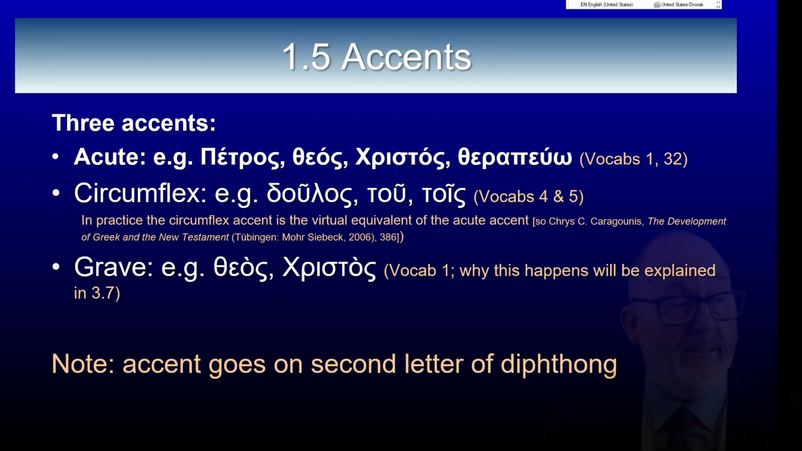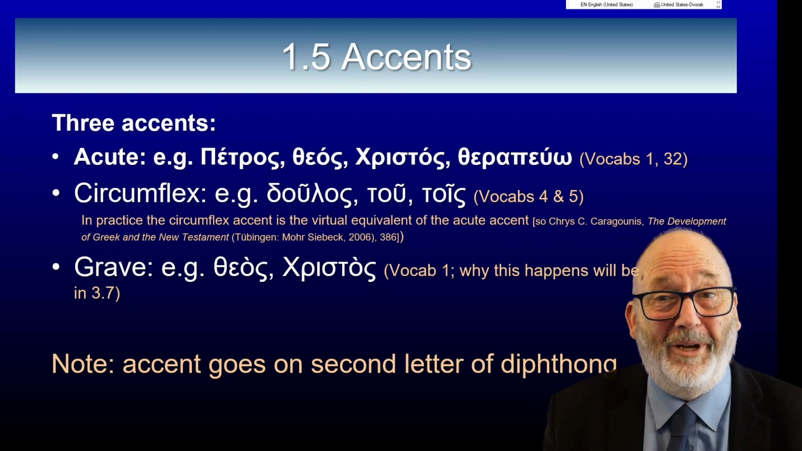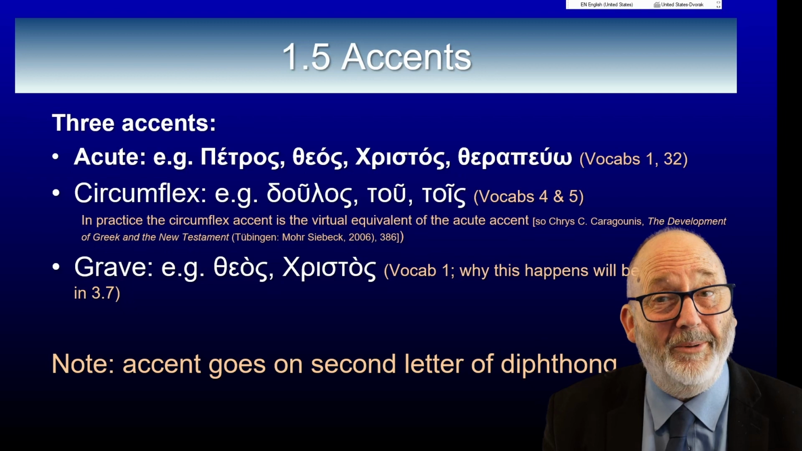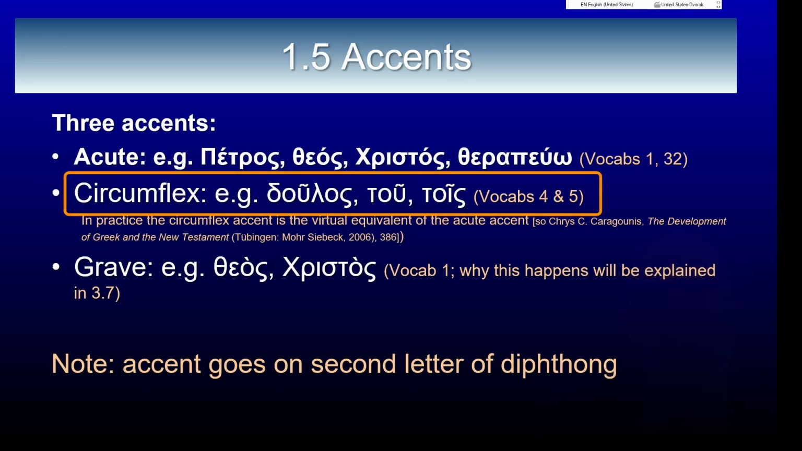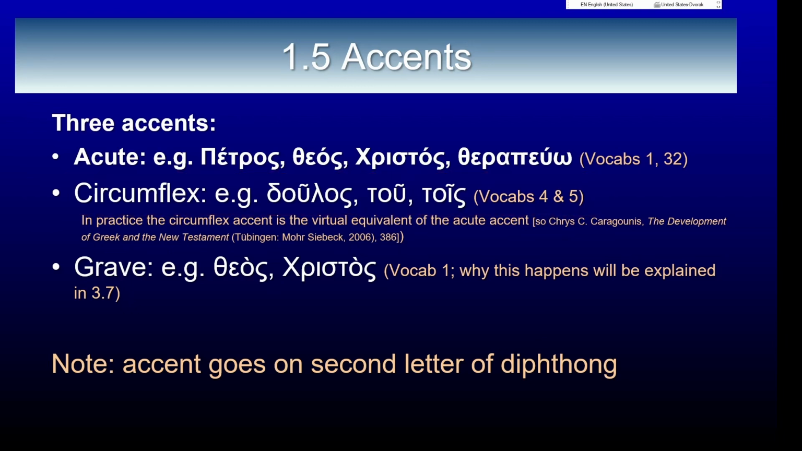For a circumflex accent, and I'm sorry, you won't be able to hear my voice go up and down even though I might try, we have doulos, tu, and tois. And for a grave accent, I have two examples there. Theos, Christos. Now you will tell me, but Rob, you just gave me those as an example of an acute accent. Well, sometimes they go from acute to grave, and we will cover that in a later video.